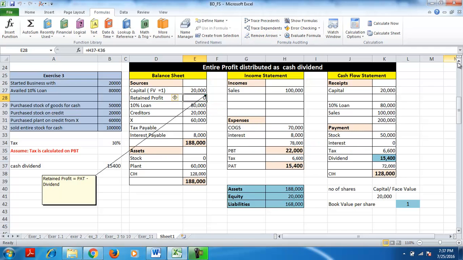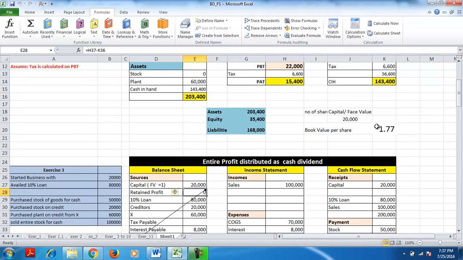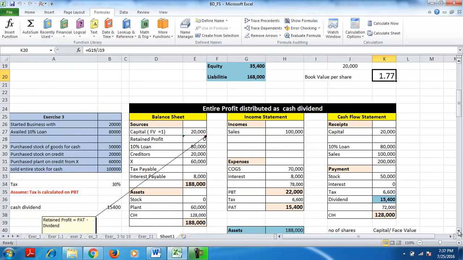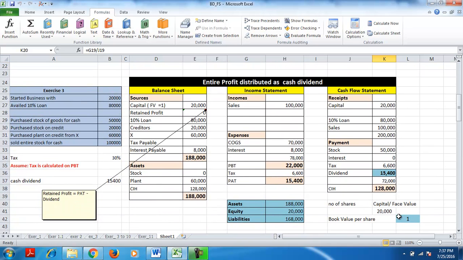So what is the effect of that? Distribution of dividend. If we don't distribute, the book value per share is 1.77, but if you distribute, the book value per share is 1, because equity is equal to capital plus reserves, and the retained profit is PAT minus dividend. Since the entire PAT has been distributed, the retained profit is 0.